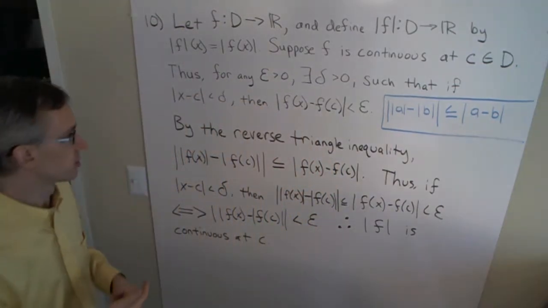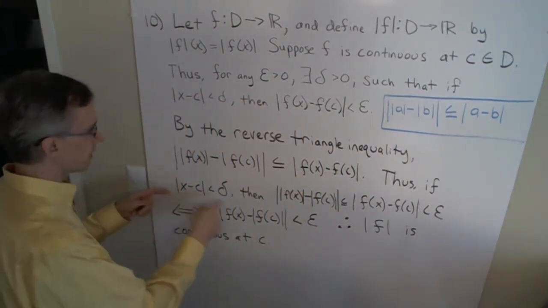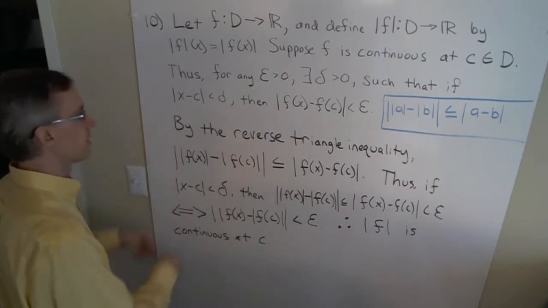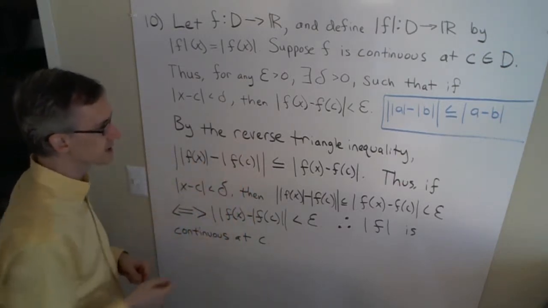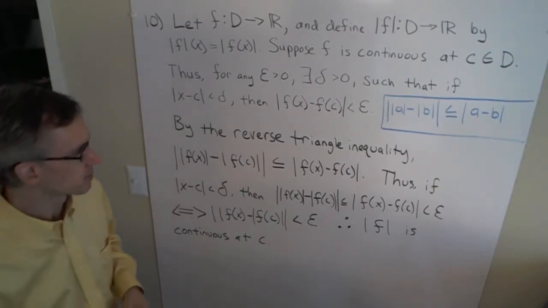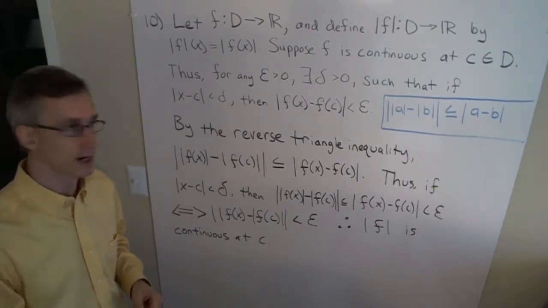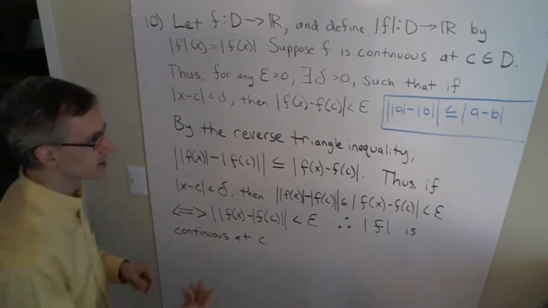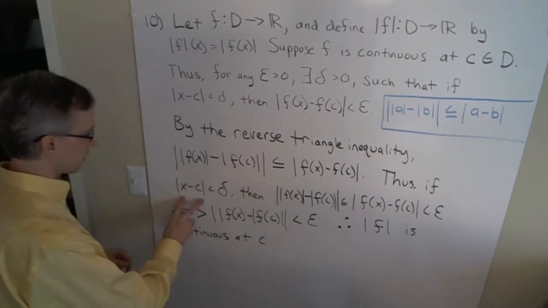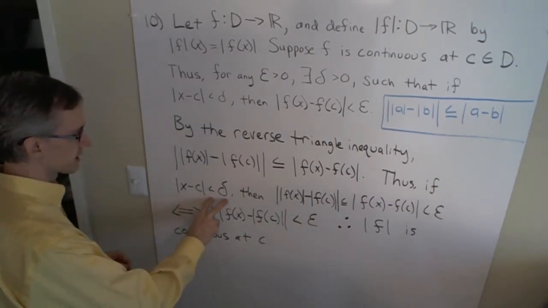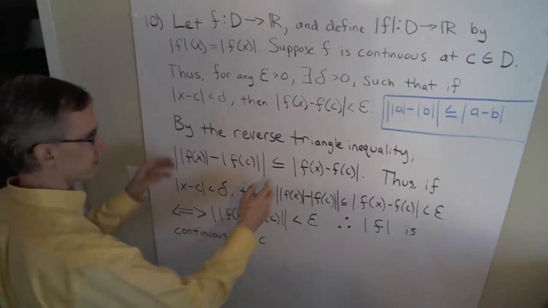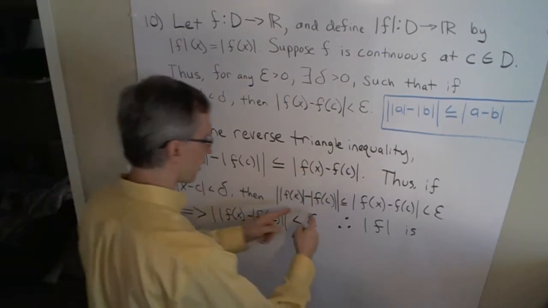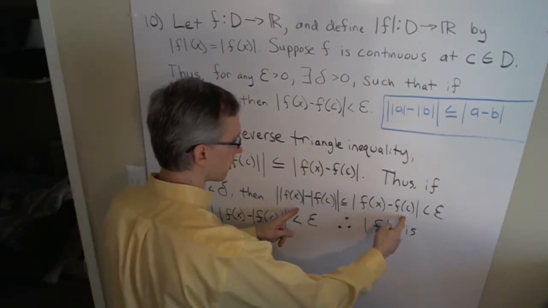Applying this to our situation, we end up with the absolute value of f of x minus the absolute value of f of c is less than or equal to the absolute value of f of x minus f of c. Thus, if the absolute value of x minus c is less than delta, then, now we use the reverse triangle inequality to set up this inequality.